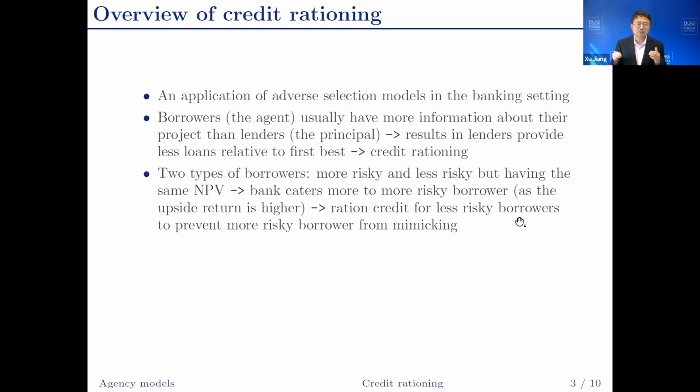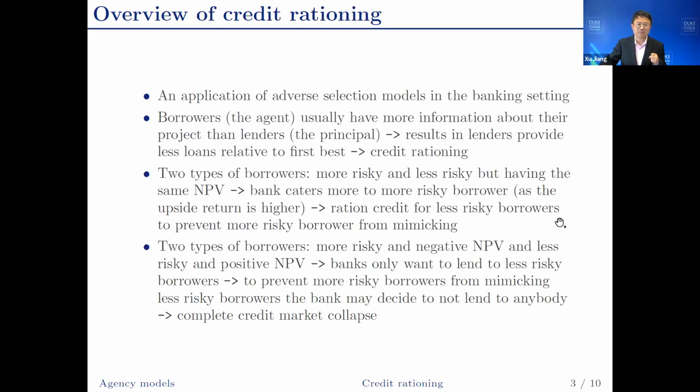In the first model, there are two types of borrowers, more risky and less risky, or safe firms. Their projects have the same NPV, but banks would cater more to more risky borrowers because the upside return is higher and they can charge higher face value. However, to prevent more risky borrowers from mimicking, the bank is going to ration credit for less risky borrowers. This is similar to what we discussed in the previous lesson, when the seller is going to choose less units of production for buyers with low valuation to prevent buyers of high valuation from mimicking.